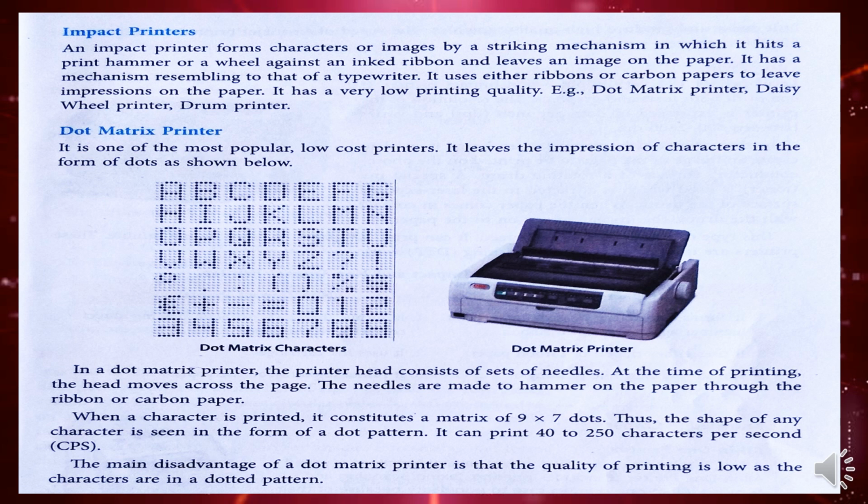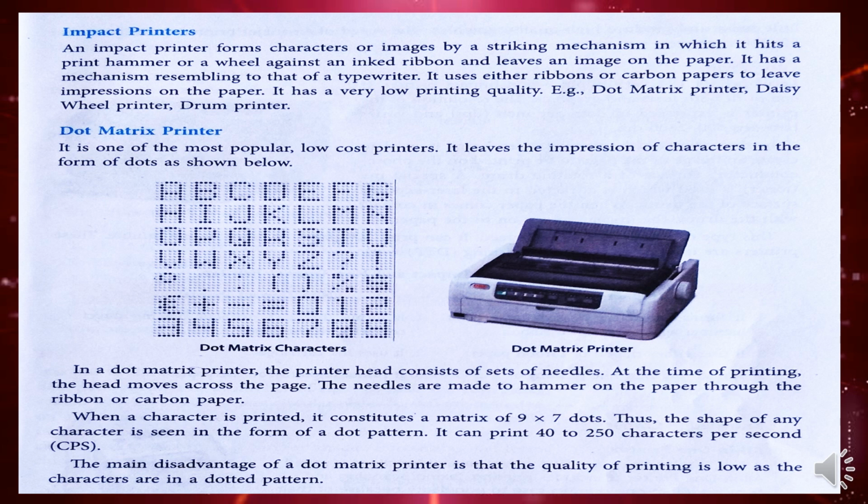Now the dot matrix printer is one of the most popular and low cost printers. It leaves the impression of characters in the form of dots as shown below. In a dot matrix printer, the printer head consists of a set of needles. At the time of printing, the head moves across the page. The needles are made to hammer on the paper through the ribbon or carbon paper.